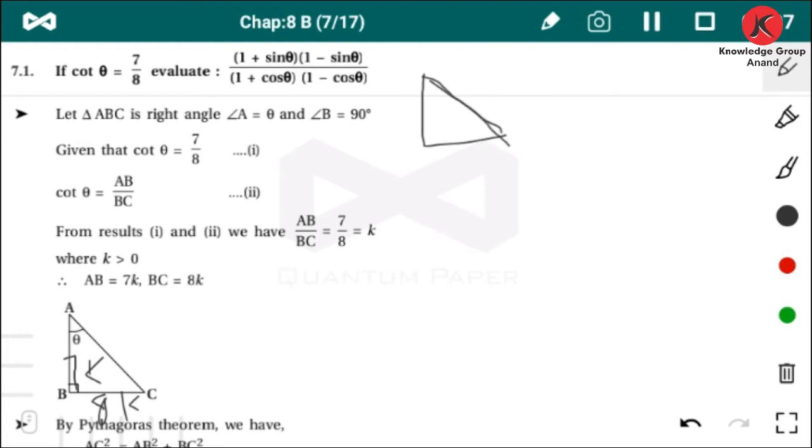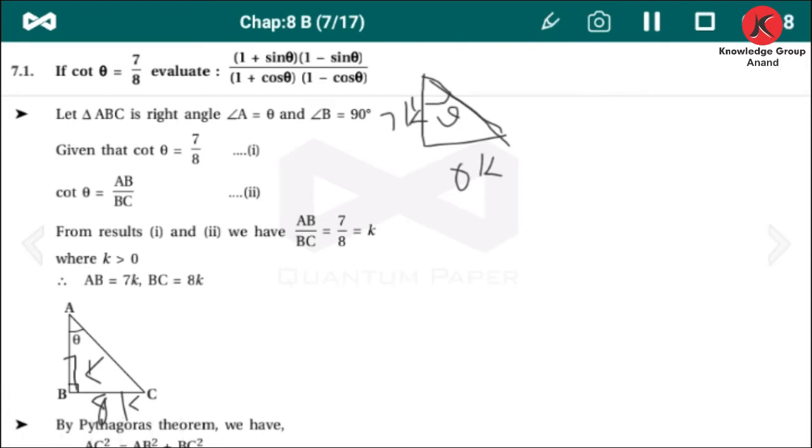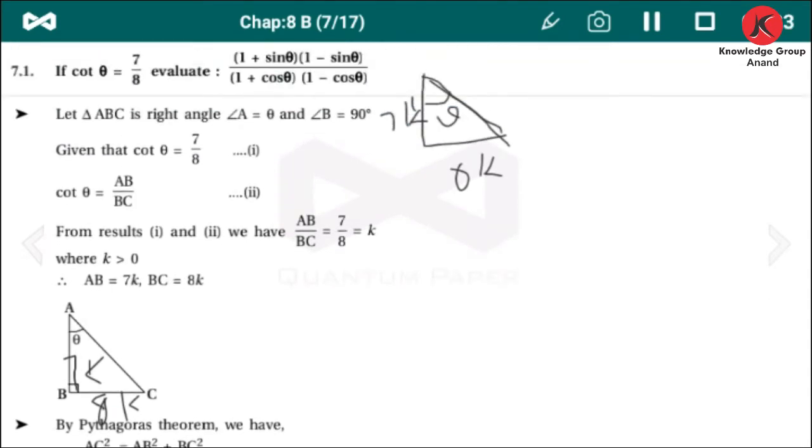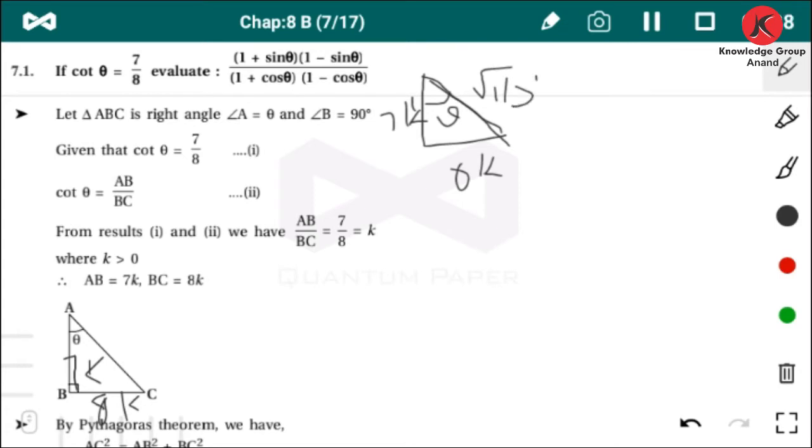Then we find by Pythagoras rule; suppose we draw a triangle here. It has angle theta, then 7k, here 8k, and by Pythagoras the hypotenuse is equal to root 113 k. First we need to find sine and cos, but we are given (1 plus sin theta)(1 minus sin theta) and (1 plus cos theta)(1 minus cos theta).